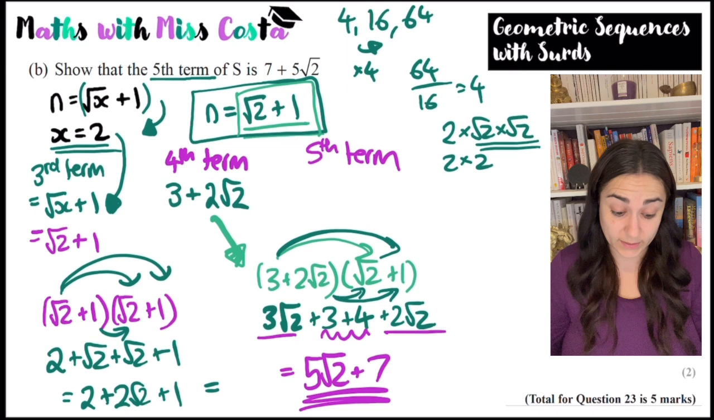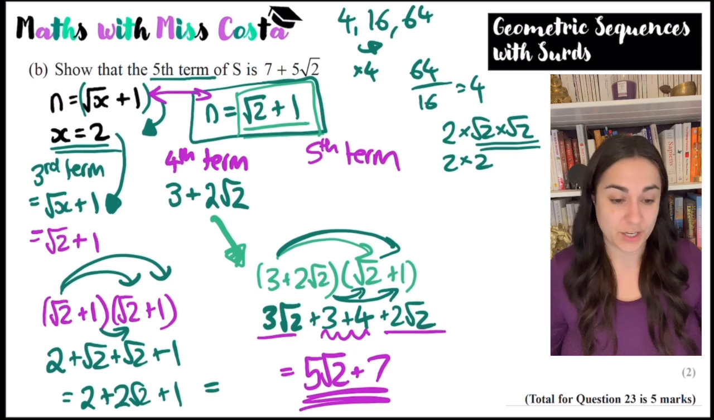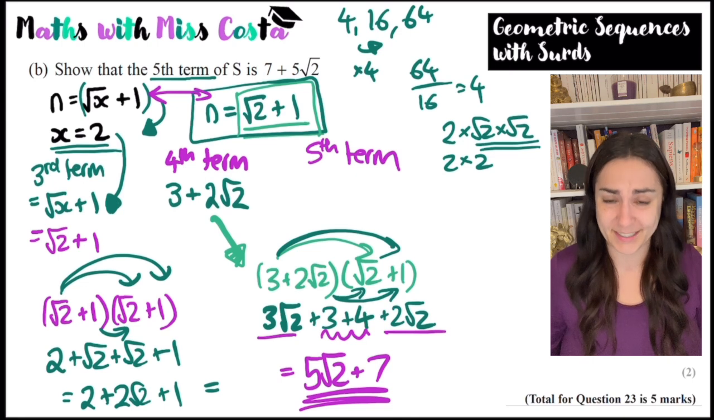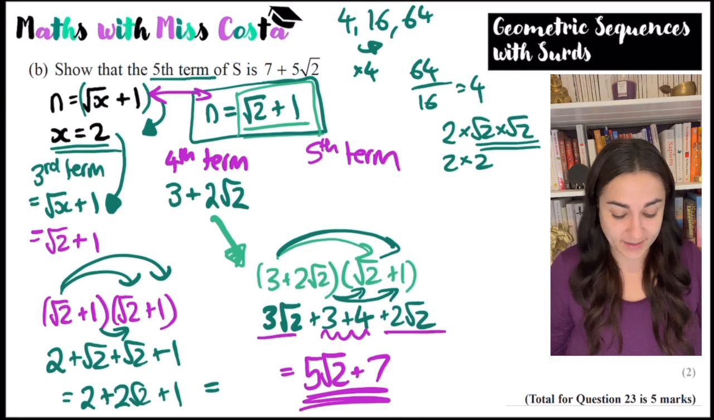Now you could also have just multiplied algebraically and then only substituted x in at the very end. You can do this whichever way you want to, but hopefully that helps make the geometric sequences part a little bit less confusing. The key thing is just think back to basics. Think of a basic geometric sequence.